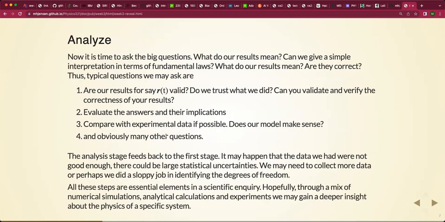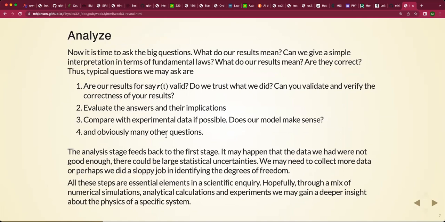And then when you've done that, that is when you analyze. So now it's time when you can ask questions. What do the results mean? Do they agree with what we expected? Are they correct? So if you think you have done things correctly, is your position as a function of time reasonable? Do you trust what you did? And can you validate and verify the correctness of your results? You need to evaluate the answers and the implications and compare with experimental data if it's possible.